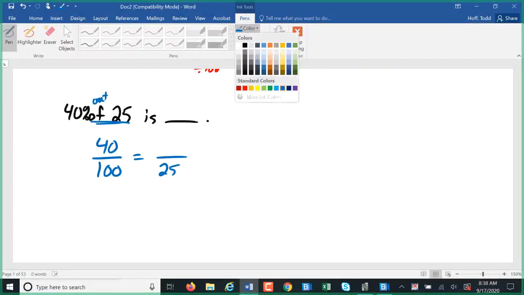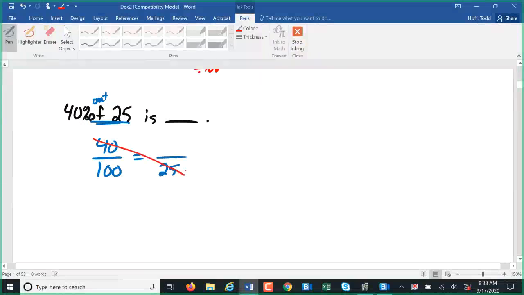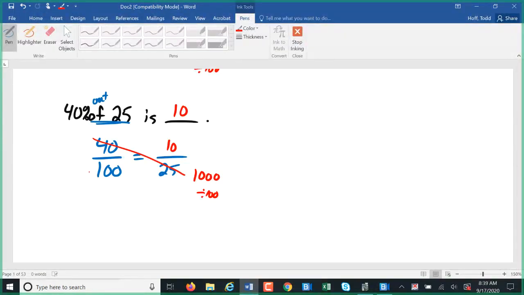So now we cross multiply and divide. 40 times 25 is 1,000. And we divide by 100 to give us 10. 40% of 25 is 10. Worded very differently, almost backwards, but the exact same process.